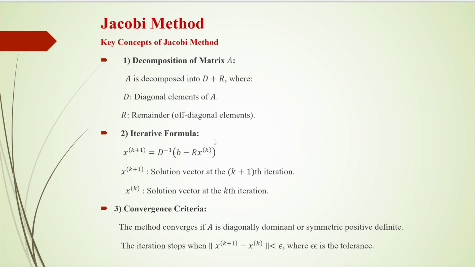This is the iterative formula, and here x to the power k plus 1 is the solution vector at the k plus 1 iteration, and x to the power k is the solution vector at the kth iteration. Convergence criteria: the method converges if matrix A is diagonally dominant or symmetric positive definite. The iteration stops when this criterion is fulfilled, and here is the tolerance.